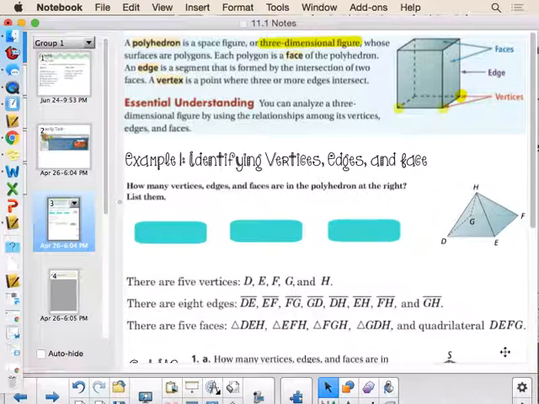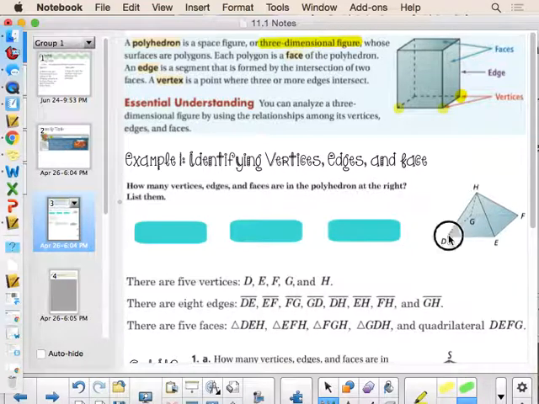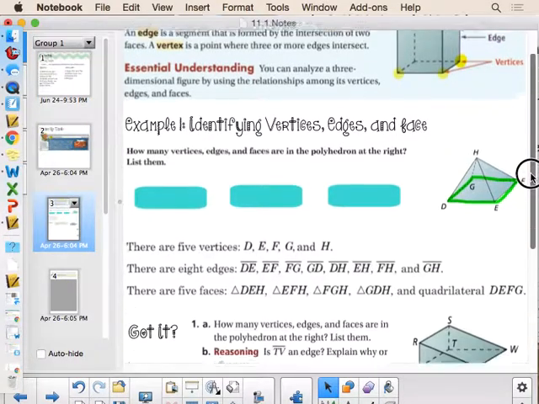When I name my faces, the first face I see is DEH, which is a triangle. I also have triangle EFH, triangle FGH, and triangle HGD, or GDH. And on the base, we have quadrilateral DEFG. A reminder: when you're naming quadrilaterals, we go around the perimeter. So this is D, E, F, G, all around the perimeter. You can't cut across the diagonal.